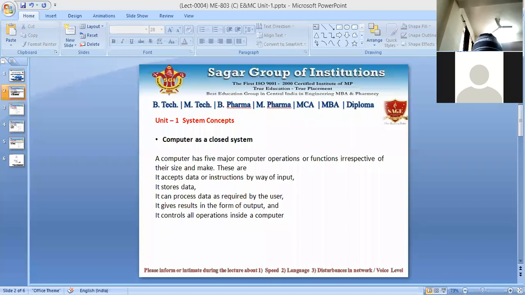It gives results in the form of output, the way we need those results, whether graphical, text, analytical, or numerical, whatever form we need, as per the inputs given by the end user. It also controls all the operations inside a computer. Whatever we give, it will process and give us the desired form of results.